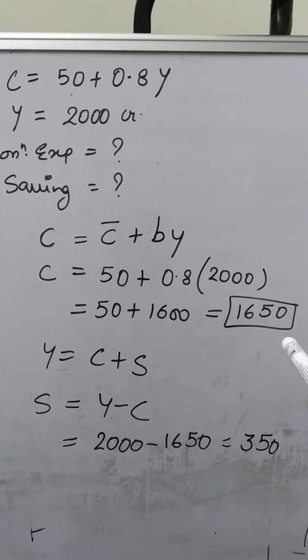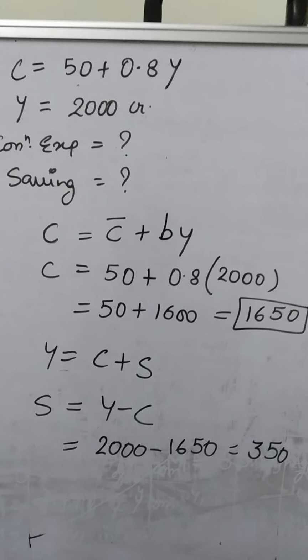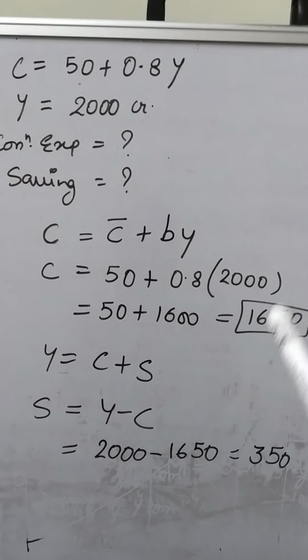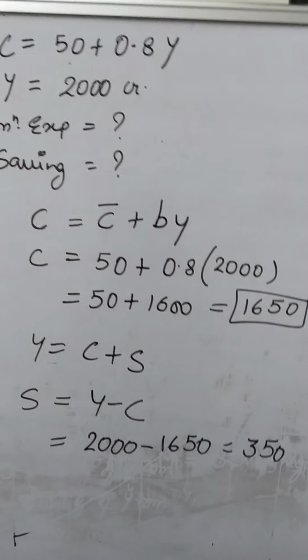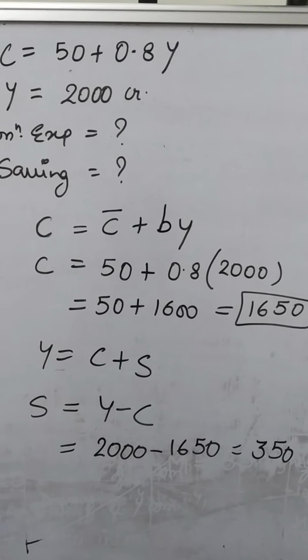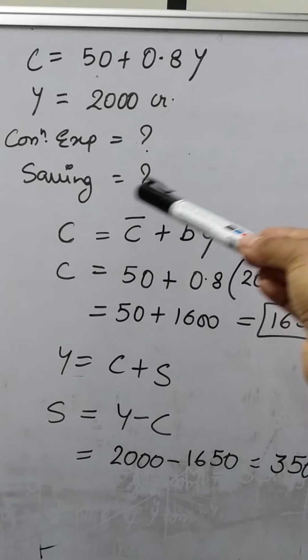Just see it again. They ask you to calculate the consumption expenditure. Consumption can be calculated in two ways. First, Y minus S equals C. Second, C you can calculate by the consumption function algebraic formula. Okay, now after that the second thing they ask you is the saving.